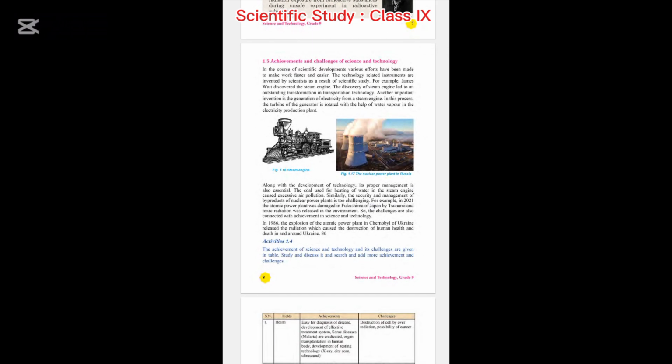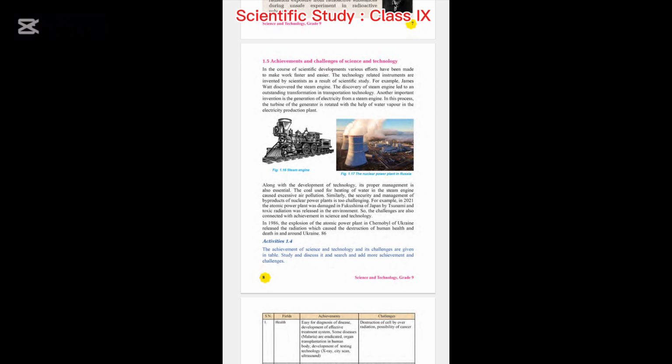Achievements and challenges of science and technology. In the course of scientific development, various efforts have been made to make work faster and easier. Technology-related instruments are invented by scientists as a result of scientific study. For example, James Watt discovered the steam engine. The discovery of the steam engine led to an outstanding transformation in transportation technology. Another important invention is the generation of electricity from a steam engine. In this process, the turbine of the generator is rotated with the help of water vapor in the electricity production plant.